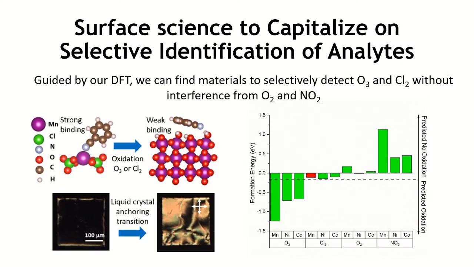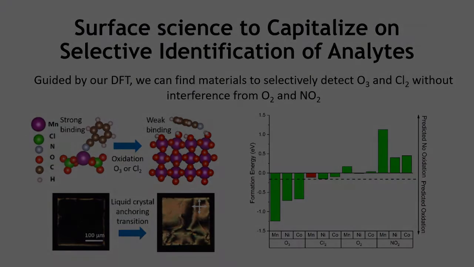Shown here is just one example where we show how we can use calculations to find cases where we can selectively detect ozone and chlorine gas without interference from other chemicals in air such as O2 or NO2. Our predictions are then validated by our external collaborators.